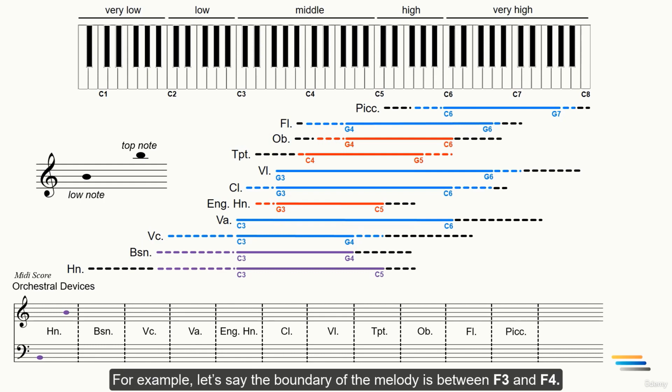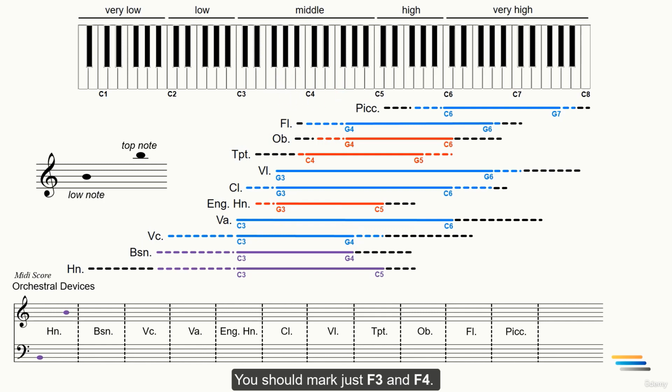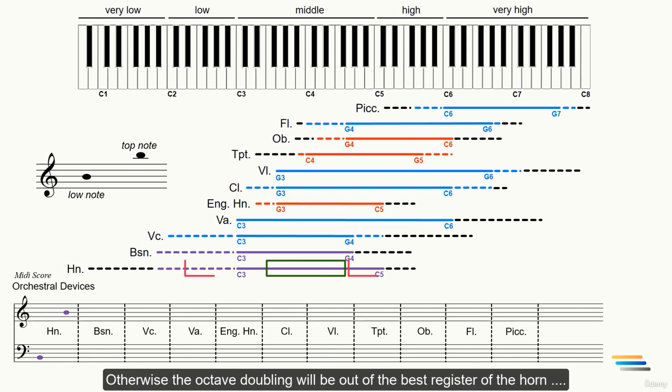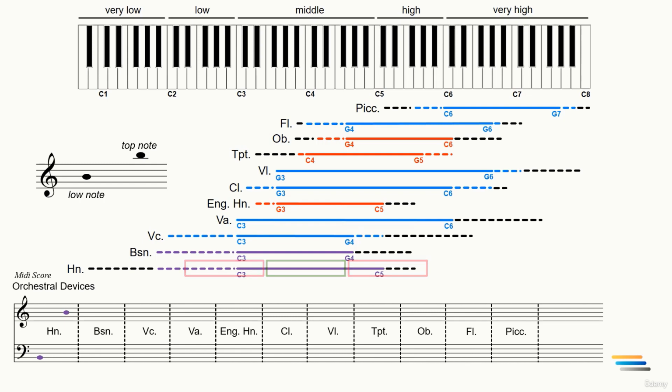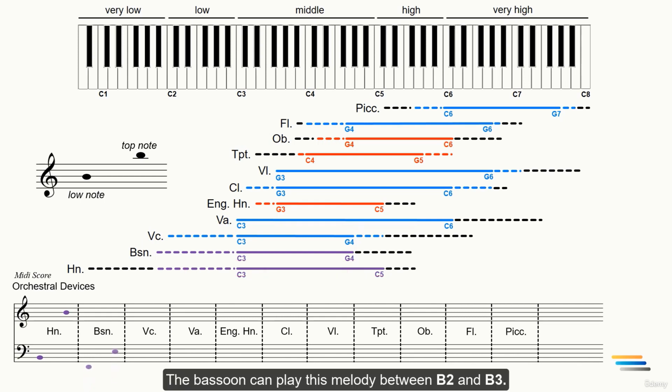For example, let's say the boundary of the melody is between F3 and F4. You should mark just F3 and F4. Otherwise, the octave doubling will be out of the bass register of the horn and be placed in the bass register of other instruments. The bassoon can play this melody between B2 and B3. Octave doubling will be out of the bass register.